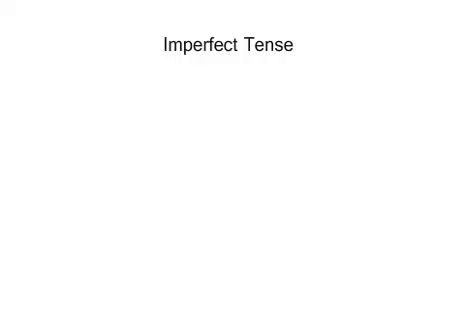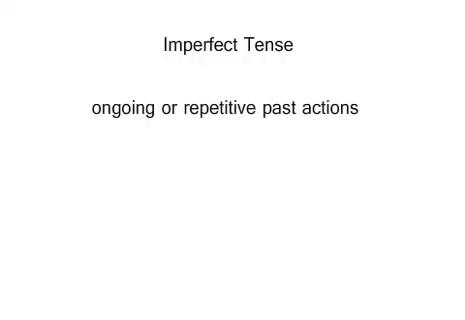There are two basic ways to talk about the past in Spanish, the imperfect tense and the preterite tense. In this tutorial, we're going to talk about the imperfect tense. The imperfect tense is used to talk about ongoing or repetitive past actions.